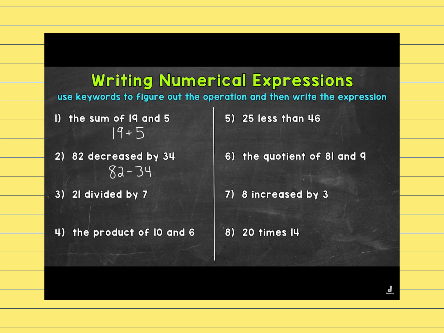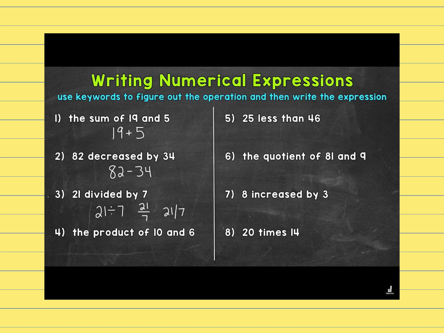On to number 3, where we have 21 divided by 7. So here we have division. 21 divided by 7. Now, there are different ways to represent division. So that's one way. Another way would be writing it as a fraction. So 21 divided by 7. And we can also use a slash. So 21 divided by 7. So a few different ways there to represent division.